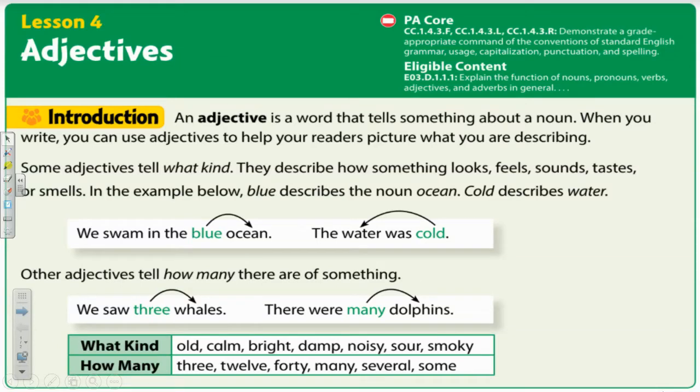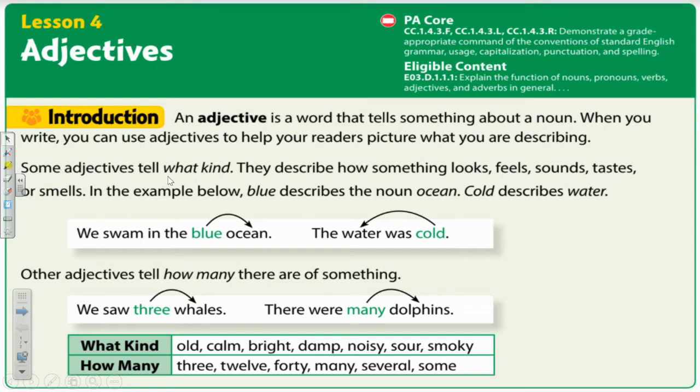Hi, third grade. Today we are going to review adjectives. Remember, an adjective is a word that tells something about a noun. When you write, you can use adjectives to help your readers picture what you are describing.